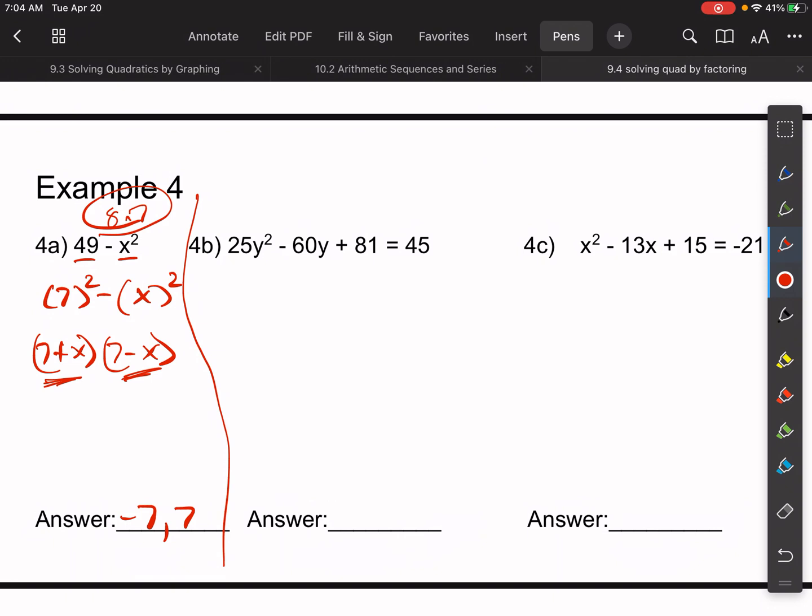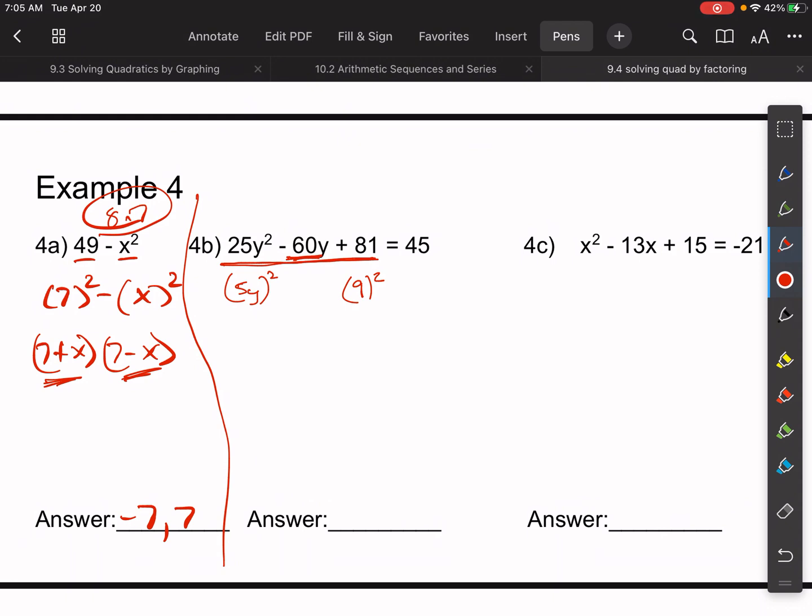For 4b, notice here that this side of the equation could be a perfect square trinomial. Let's just check that out real quick. So I see that 81 is a perfect square. I can write that as 9 squared. I know that 25y squared can be written as (5y) squared. And then we have to look at this middle piece here. The middle piece is not equal to 2 times 9 times 5y. I know that 9 times 5y is equal to 45y, and if I multiply that by 2, it would have to be 90y for this to be a perfect square trinomial.